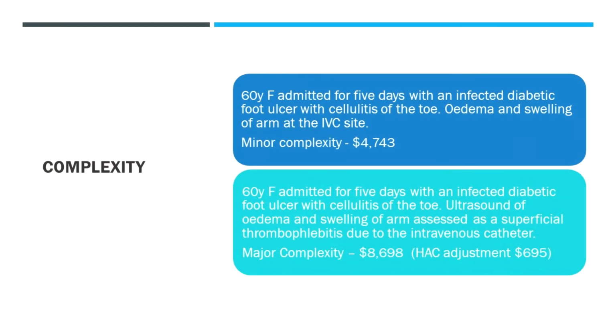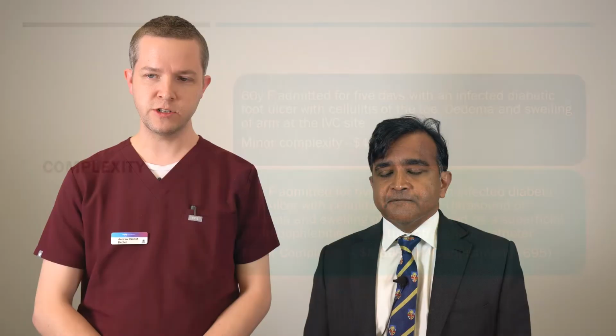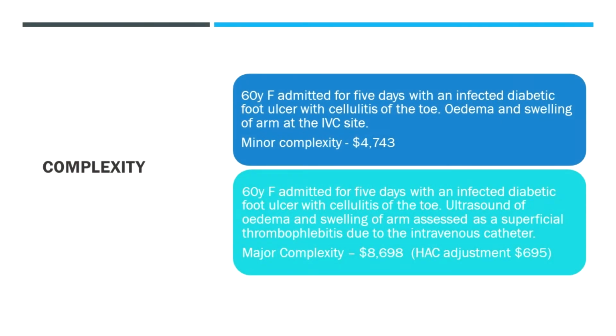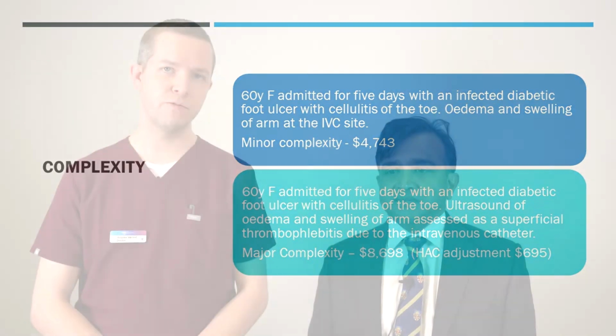So here's another example, a 60-year-old female admitted for 5 days, shorter admission this time, with an infected diabetic foot ulcer with cellulitis of the toe. And they've mentioned there's edema and swelling of the arm at the intravenous cannula site. Let's compare that, and here's the difference. It says ultrasound of edema and swelling, so we've assessed it, we've mentioned the diagnostic procedure, the scan, and assessed as superficial thrombophlebitis due to the catheter. So you could make some assumptions, or it's not really clear in the first version.